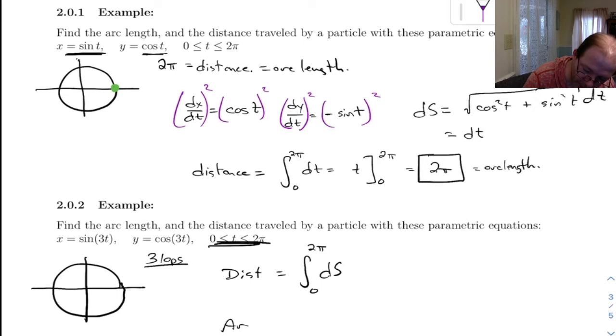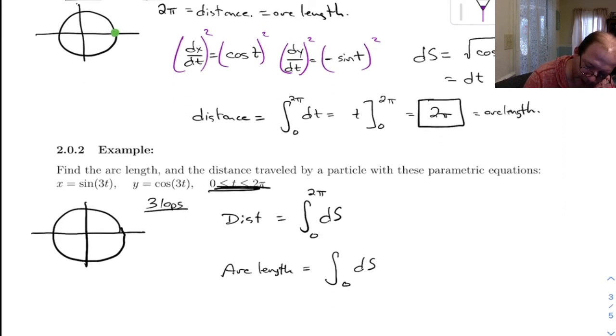But if we wanted the arc length, we'd integrate ds. We'd have to figure out when does it get back to the beginning, and that's going to happen at 2 pi over 3. How do I know 2 pi over 3? Because I know this is going to give us three laps around the circle.